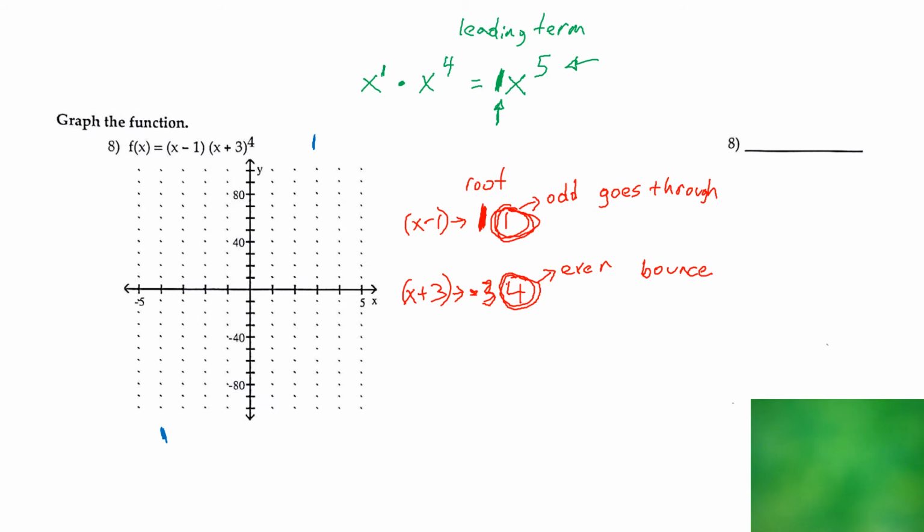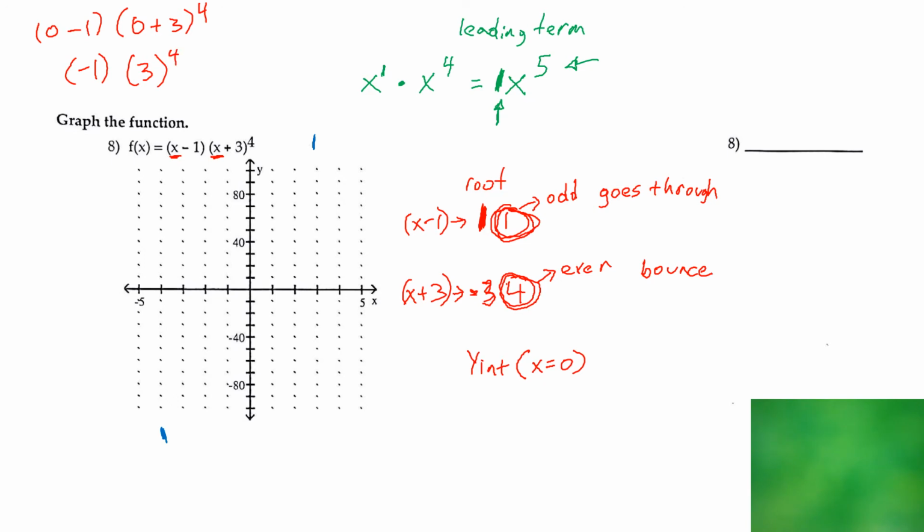So what else do we need to know? We also need to find the Y-intercept. For the Y-intercept, we're going to say x is always 0. We're going to make x 0. So if we substitute 0 here and 0 here, we're basically saying 0 minus 1 and 0 plus 3 to the 4th power. 0 minus 1 is negative 1. 0 plus 3 is 3.